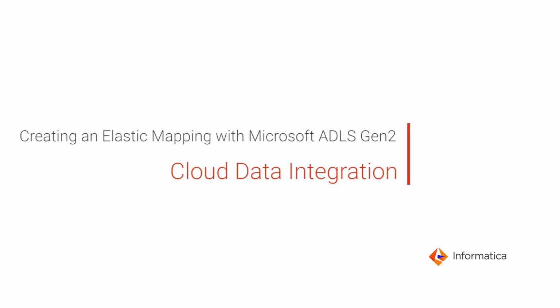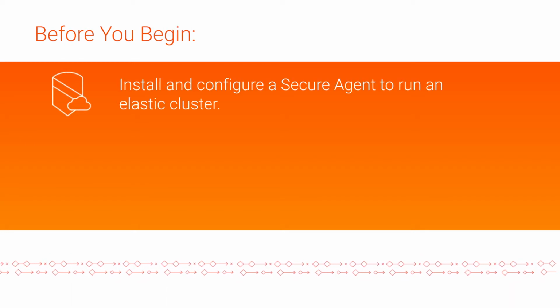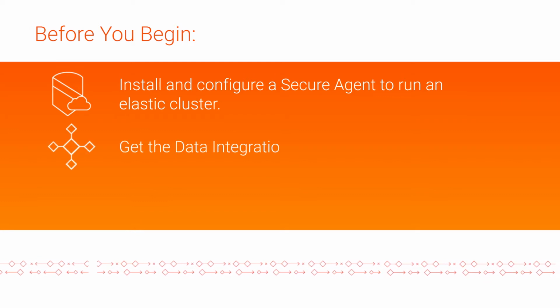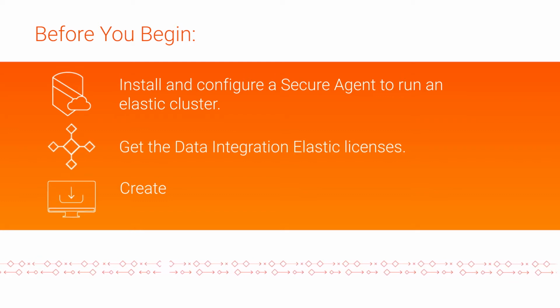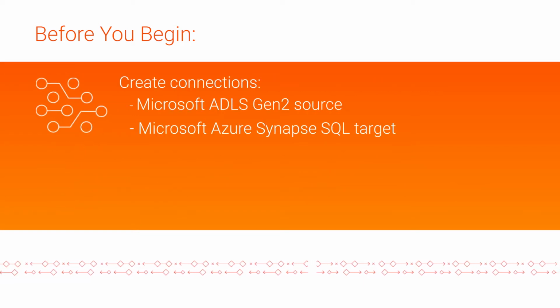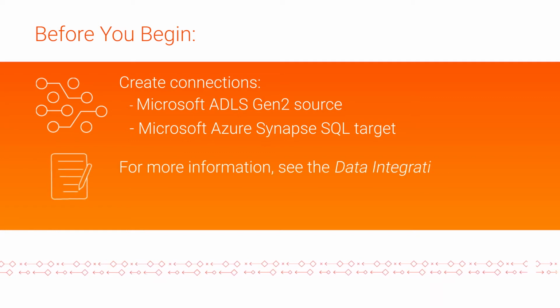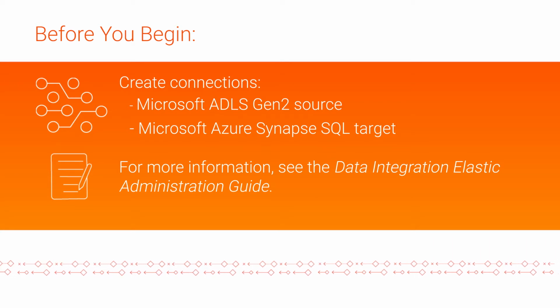This video shows how to create an elastic mapping with a Microsoft Azure Data Lake Storage Gen 2 connector in Informatica Cloud Data Integration. Before you begin, make sure that you install and configure a secure agent to run an Elastic cluster, get the Data Integration Elastic licenses, create an Elastic configuration in the Administrator service, create connections for a Microsoft Azure Data Lake Storage Gen 2 source, and a Microsoft Azure Synapse SQL target. For more information, see the Data Integration Elastic Administration Guide.